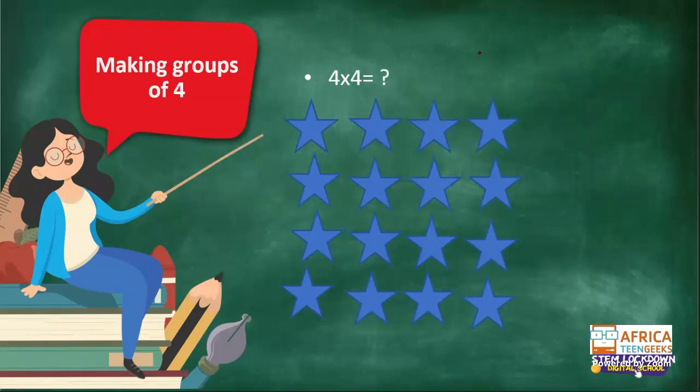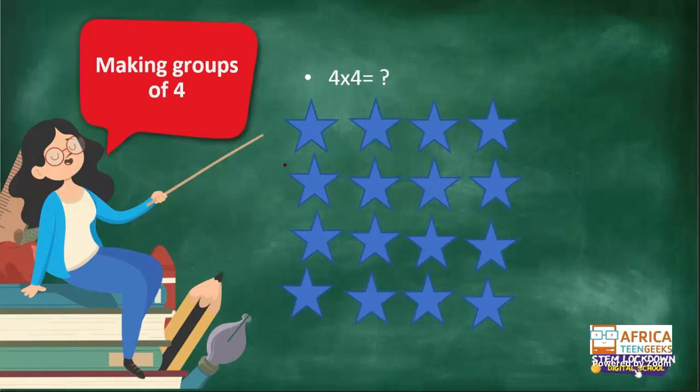Now, we are going to make groups. And here you will see the reason why we have to count and how we work with counting to help us with our tables. Here we have 4 times 4. So it means you have 1, 2, 3, 4 stars and 4 rows. 1, 2, 3, 4 rows.